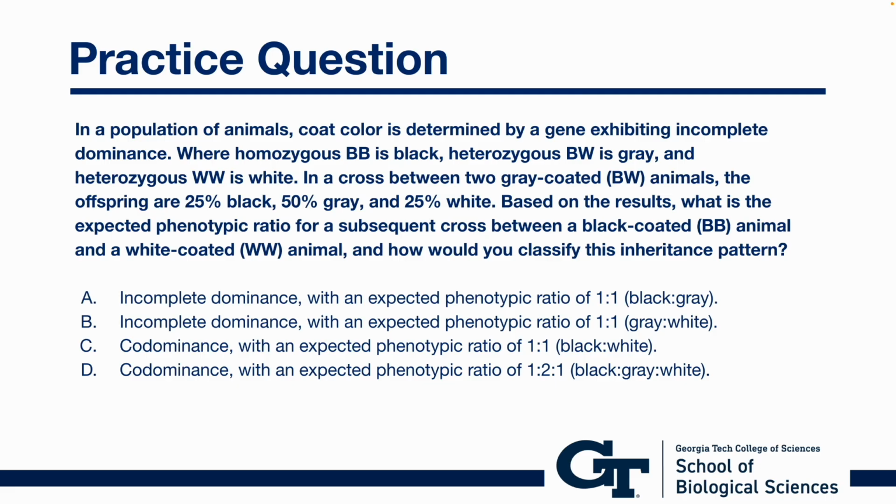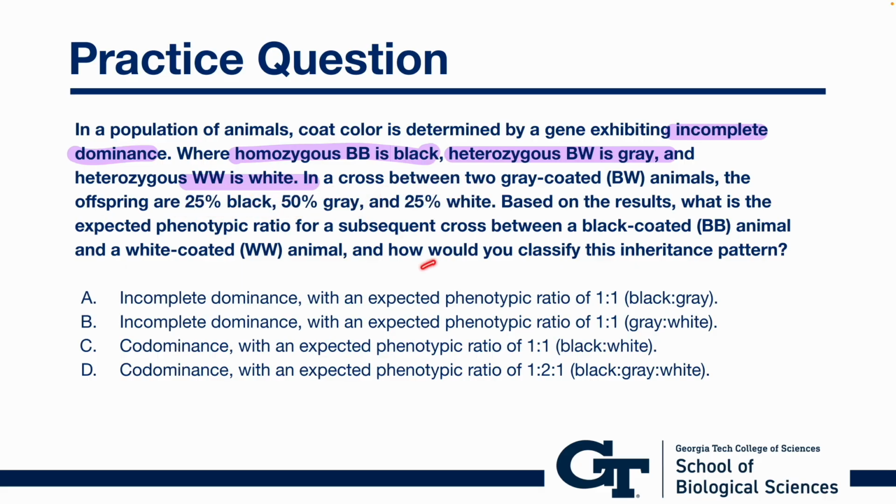So now we're given this practice question about incomplete dominance, and we're told that we have coat color, where if it's homozygous for B, that makes the coat black. If it's homozygous for W, it's white, and we have this blended phenotype of B and W making gray. So we're told that if you cross BW with BW, right? We get 25% black, 50% gray, 25% white.